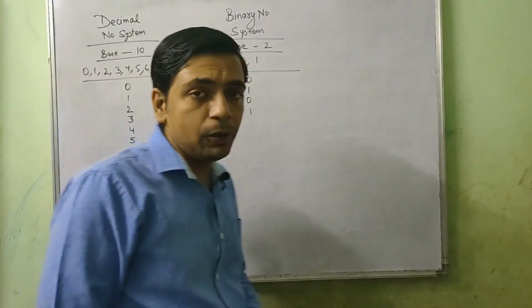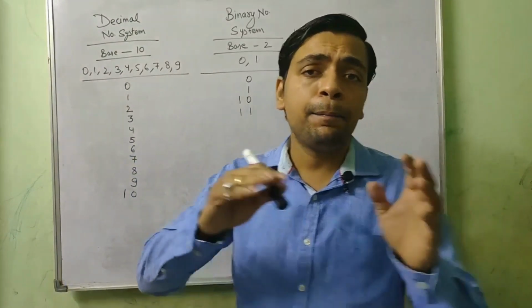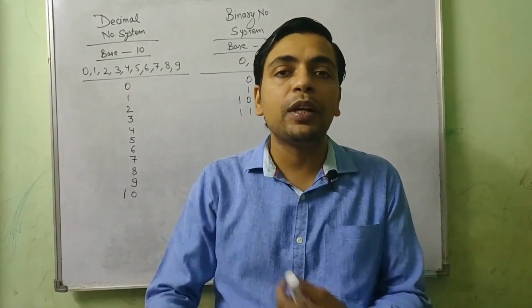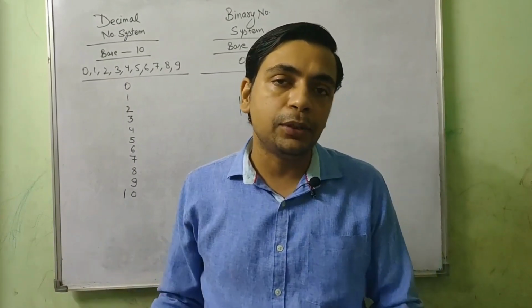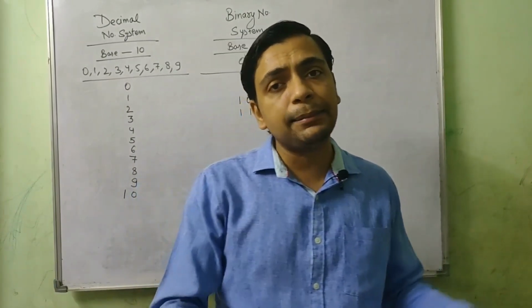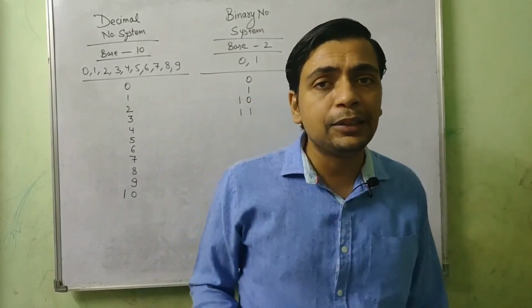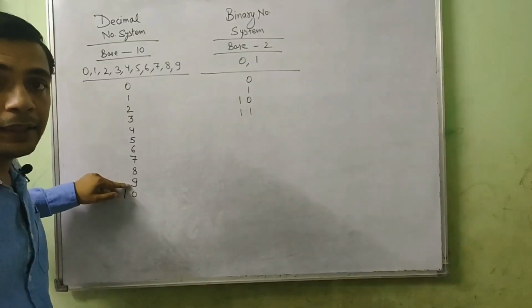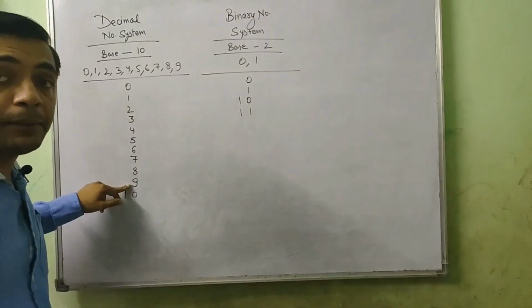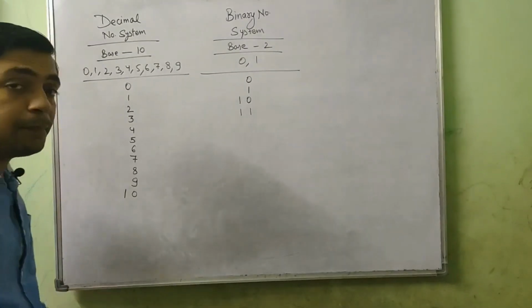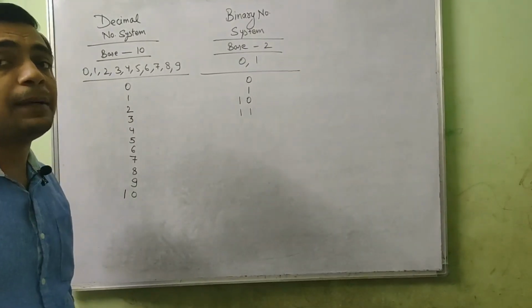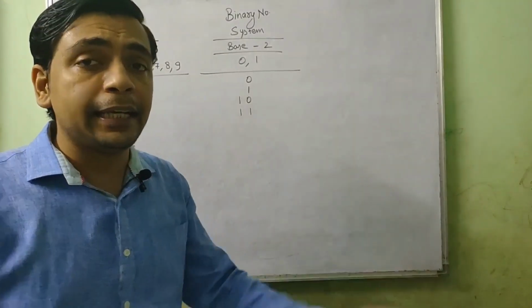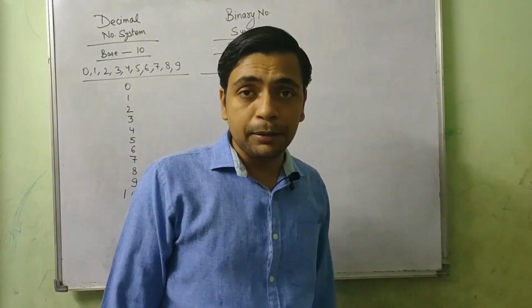Now how will you come to know that you reached the maximum number in a specific digit count? For example, how will you know that you have reached the maximum 2-digit number, or the maximum 3-digit number? It's very easy to know. Suppose you are working in decimal and you reached 9. That means you have reached the maximum single digit number. If you reach 99, you have reached the maximum 2-digit number. And similarly, if you reach 9999, you have reached the maximum 4-digit number.